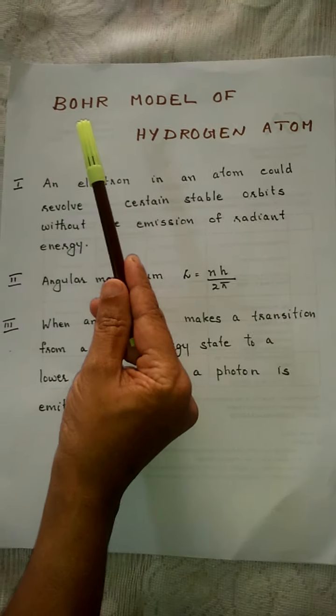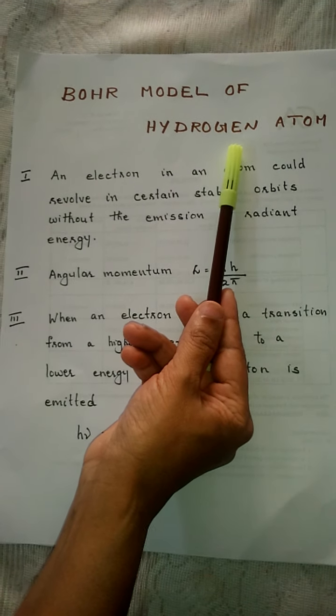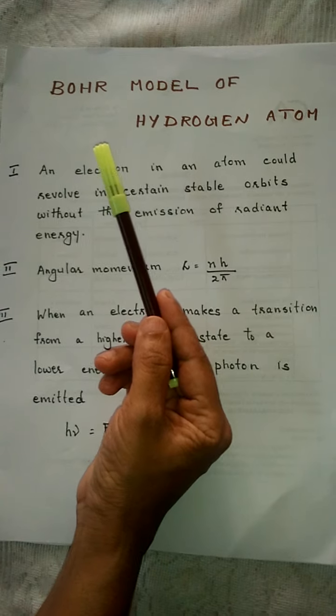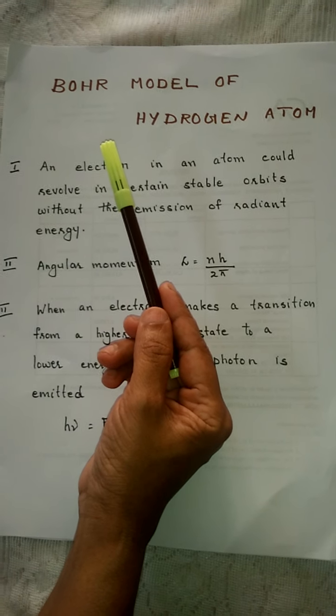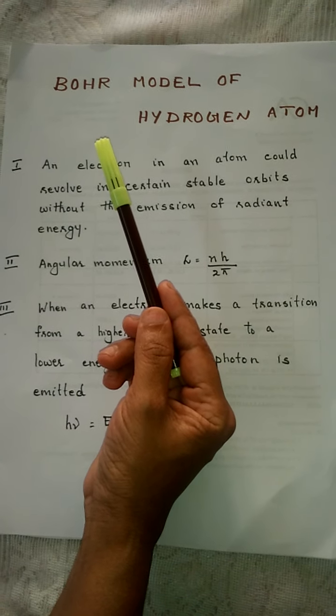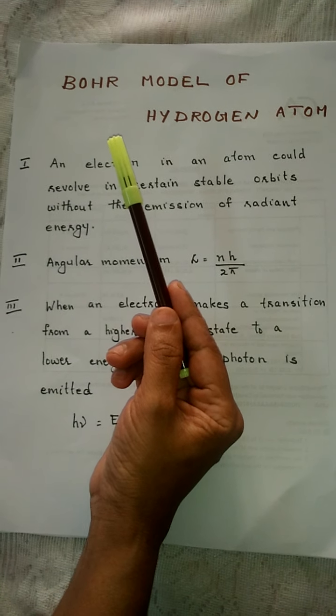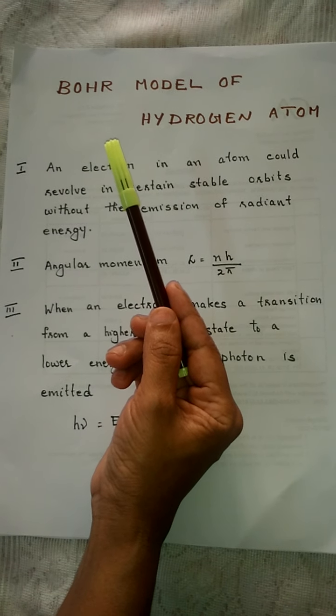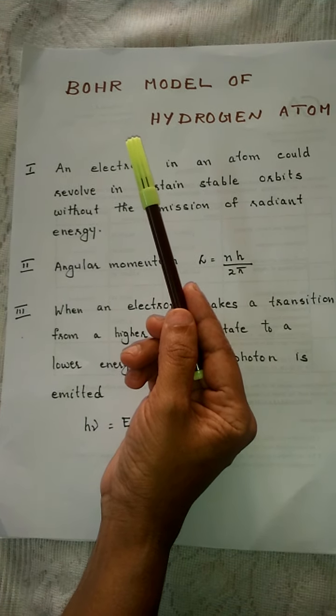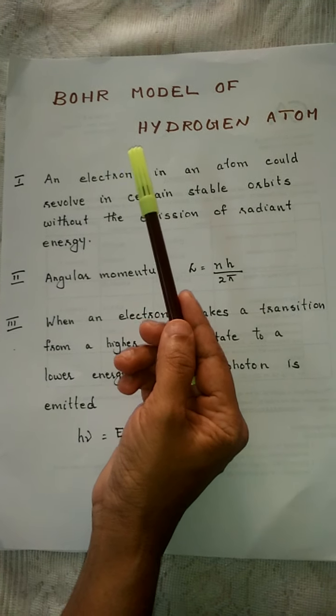In this class, let us learn the Bohr model of the hydrogen atom. Rutherford's model cannot explain the stability of the atom. So Niels Bohr made certain modifications in the model and gave his theory in the form of three postulates.